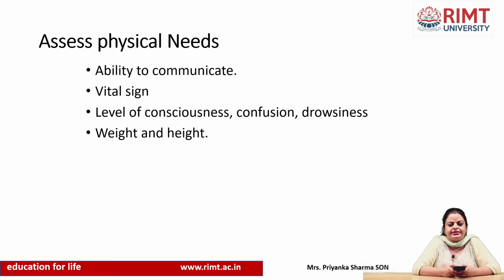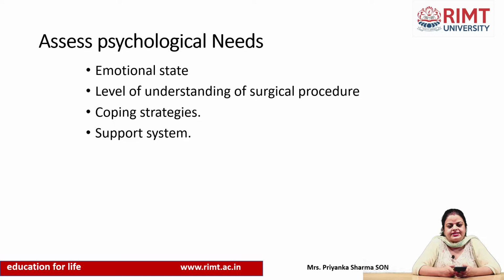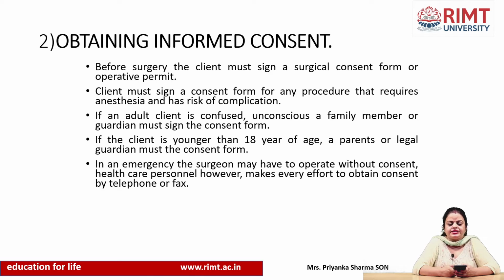Assess physical needs: ability to communicate, vital signs. Vital signs means temperature, pulse, respirations and BP, and it also includes the urine intake output chart. Then level of consciousness, confusion, drowsiness, and check the weight and height before a surgical procedure. Then assess psychological needs. It includes emotional state, level of understanding of the surgical procedure, coping strategies and support systems.